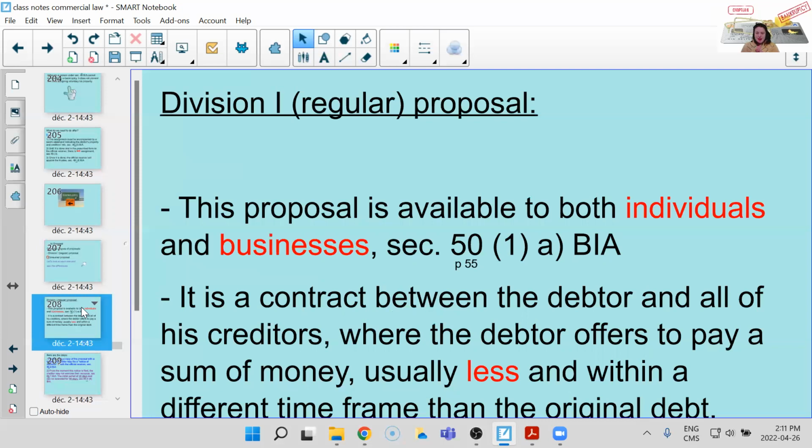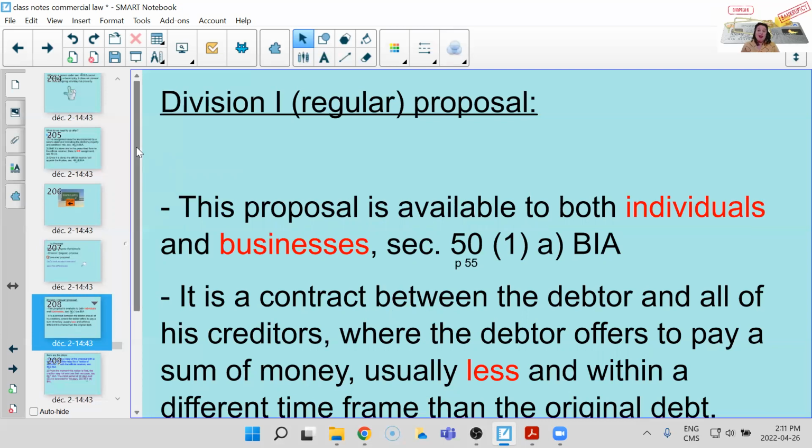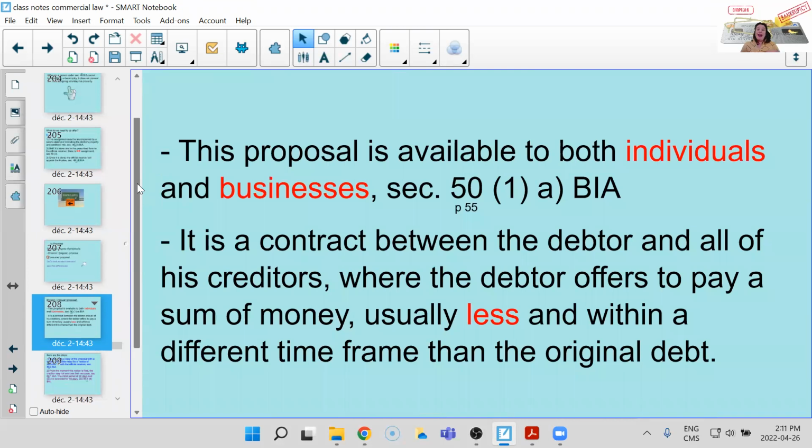The Division 1 proposal, what is important, is that it is available for individuals, but mostly for businesses. It means if you are a business, a business has no option but to do a Division 1 proposal. The consumer proposal we will see later is reserved for consumer debtors, meaning a natural person.